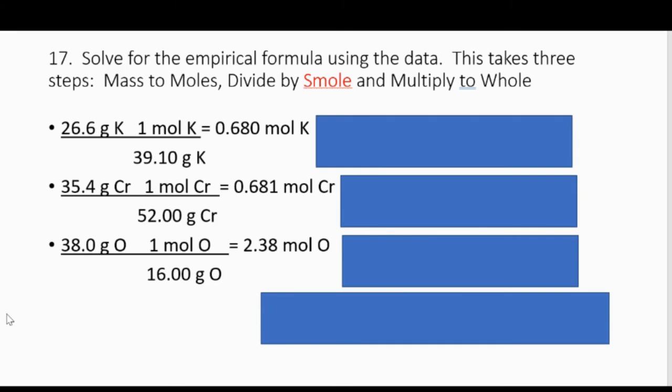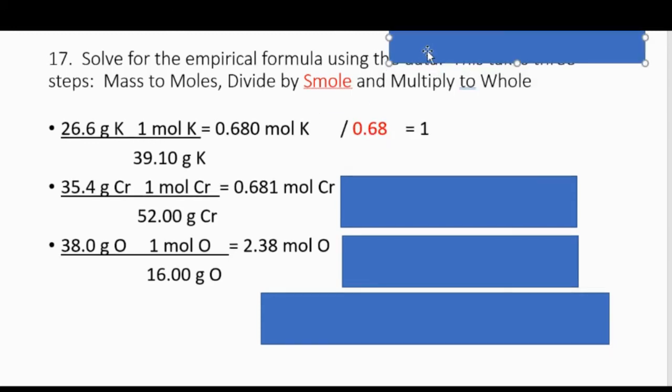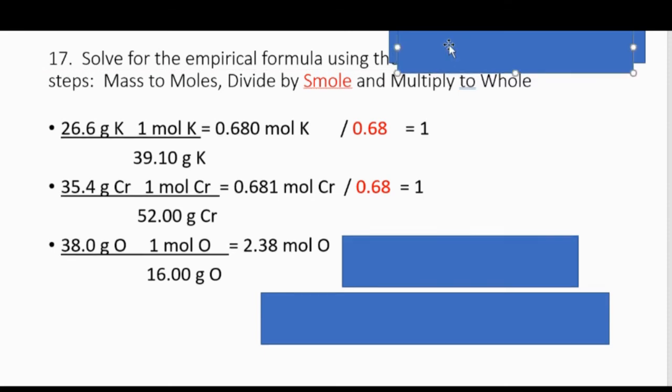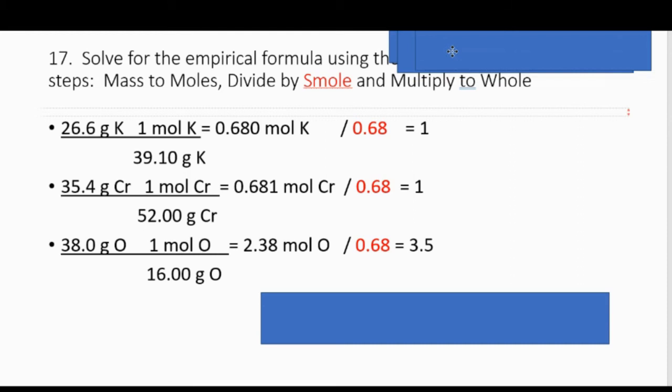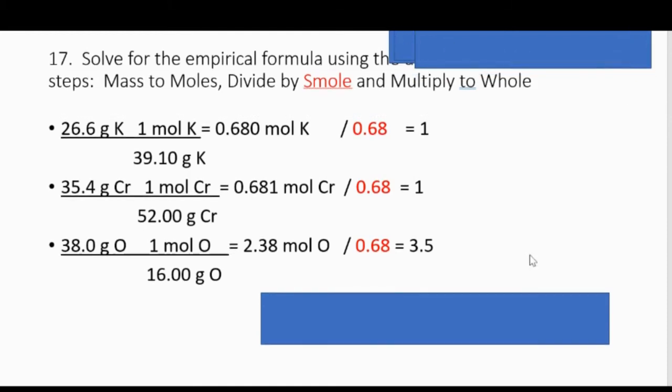I believe that the smole is 0.680. So we're going to divide by 0.680 and we get 1. We're going to divide by 0.68 and we get 3.5. Look at that.